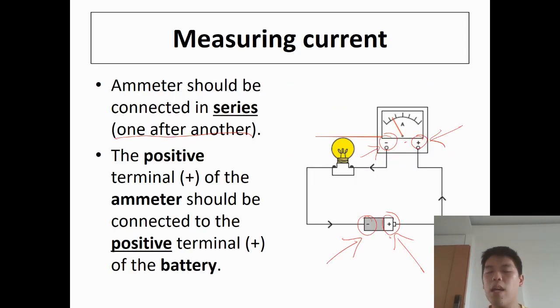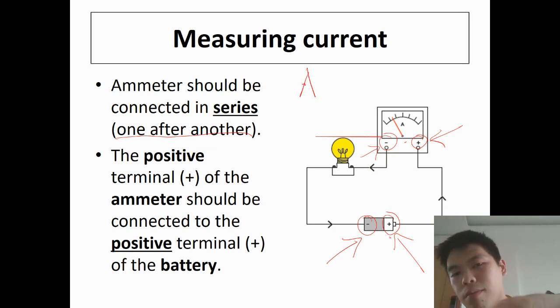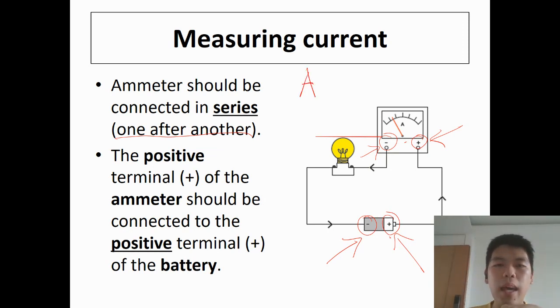All right, so that is for current. Let's do a recap. So what is the device used to measure for current? All right, it's the ammeter. What is the units for current? Good, it's ampere. We write it with a capital A. All right, and this will wrap up for our electric current.